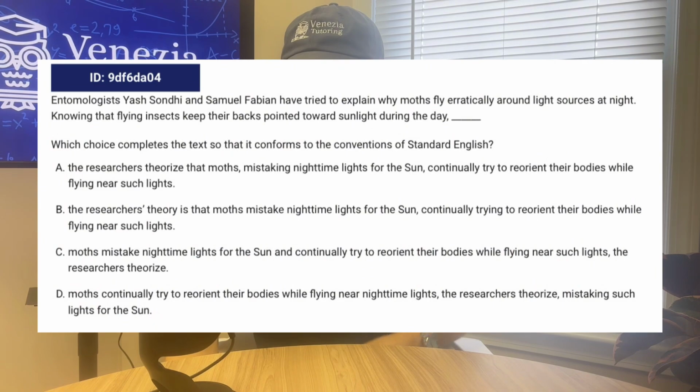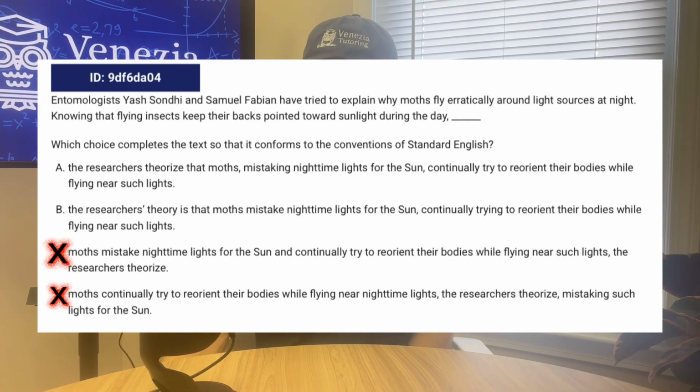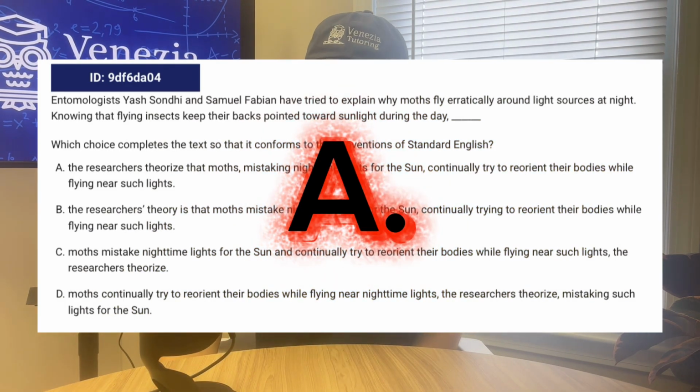So then we want to ask ourselves, who does this? Do moths know that? No. Does a theory know that? No. Only the researchers know that. So in this case, the correct answer is A. Once again, the key takeaway is we always want to check whether the noun after the comma is the one doing the action in the modifier.